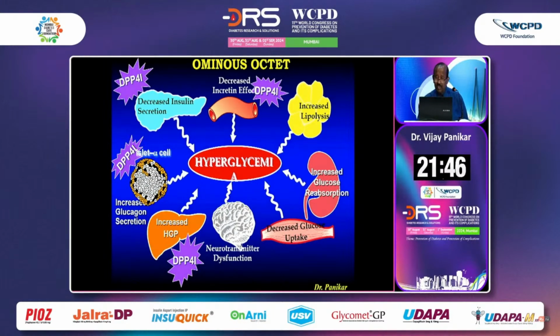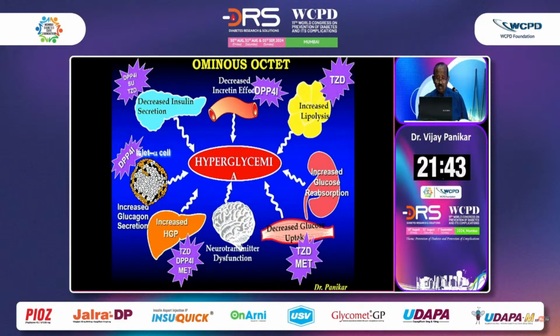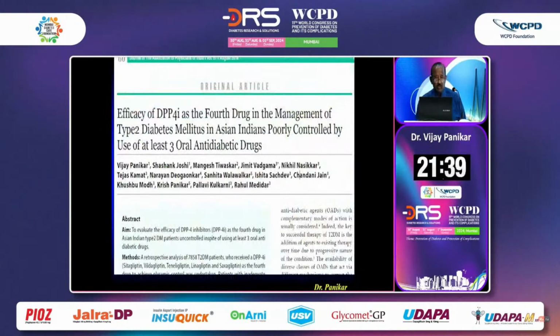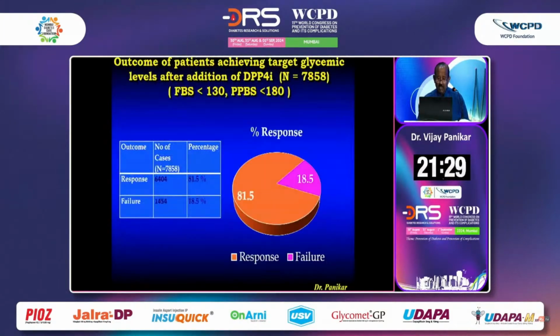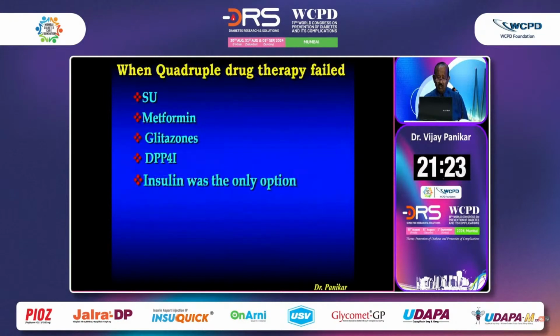And we already had 3 drugs on board. So this is how the functioning would be with this thing. So we did this study on patients who refused to take insulin and who were given a DPP-4 in addition to the first 3 drugs. And this was the paper that we published. Excellent results, and almost 80% of them got good glycemic control and did not need to go on to insulin.